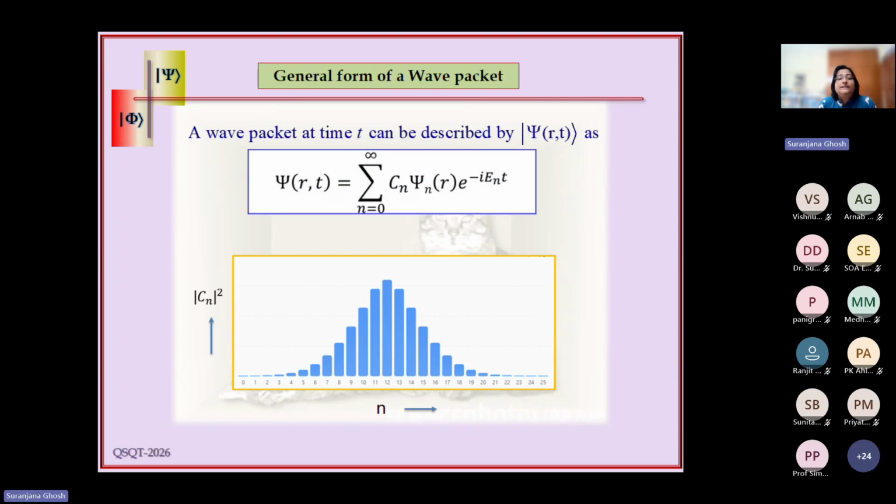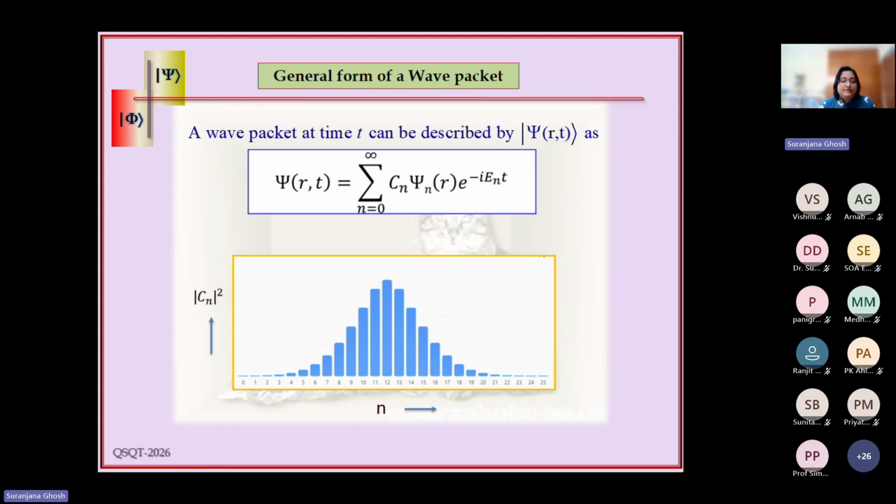Now, this is the general expression of a wave packet. It's a time-dependent wave packet where n number of wave functions can be superposed, and this is the weighting factor and this is a phase term. This weighting factor is very important when we construct the wave packet. Depending on that, we can see different kinds of wave packets, and we can see the long-time evolution also.